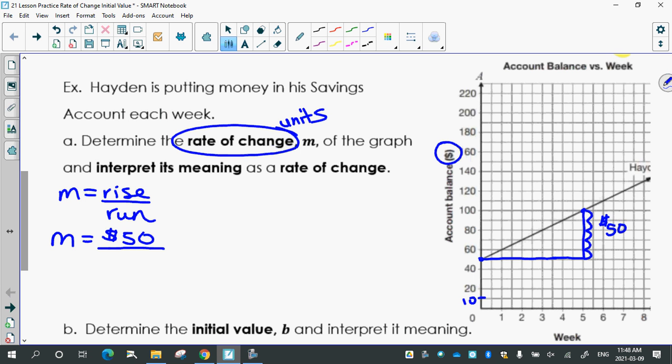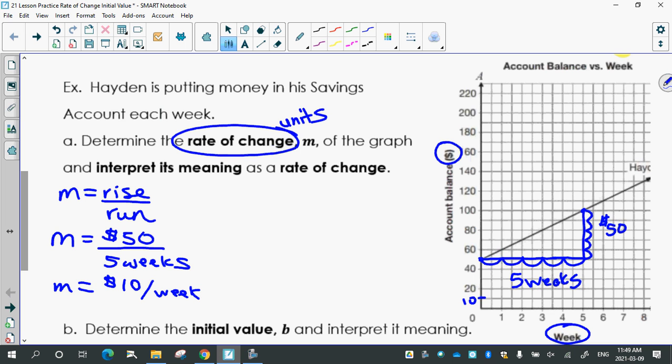My run, see the scale here is 1 square is 0.5 or 2 squares is 1. Okay, so 1, 2, 3, 4, 5. 5 what? Weeks. So my run is 5 weeks. And then I'm going to divide. 50 divided by 5 is $10 per, because it's over, week. So that's my rate of change, $10 per week.